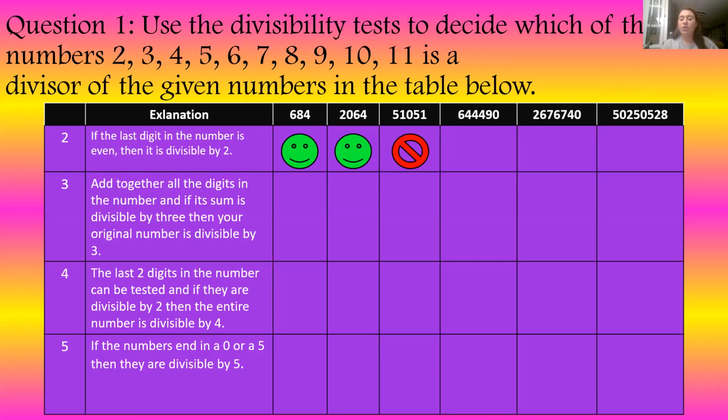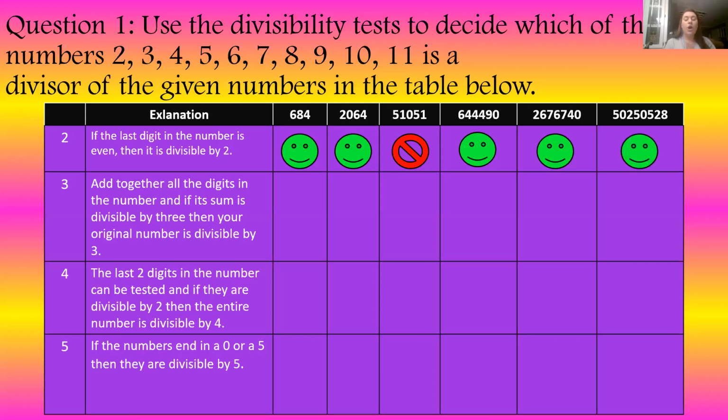Now, 644,490 ends in a 0, which is an even number, so it is divisible by 2. And same with our next number. It also ends in a 0, which is divisible by 2. And then now we have 50,250,528. 8 is an even number, and so it is also divisible by 2.